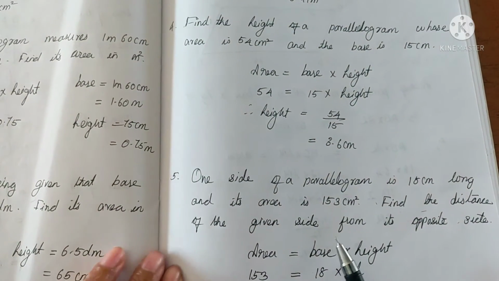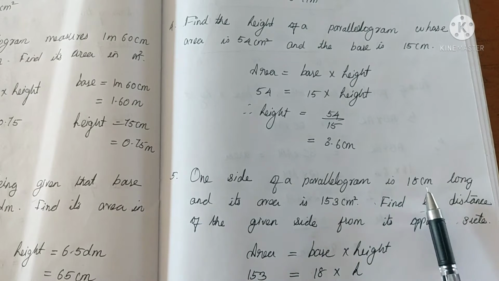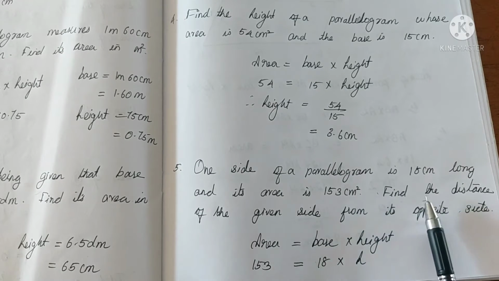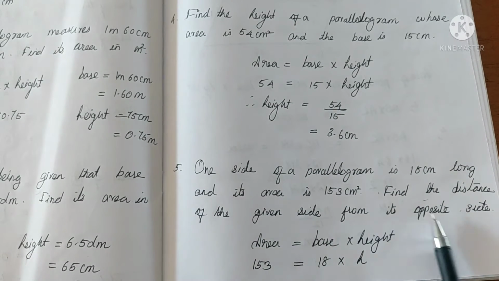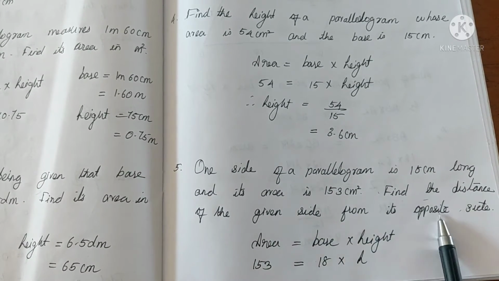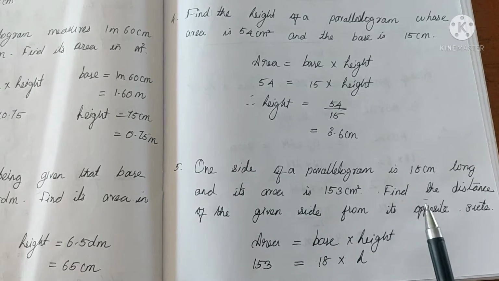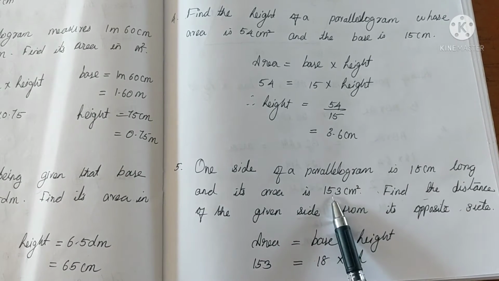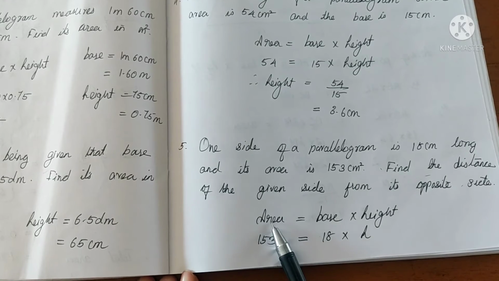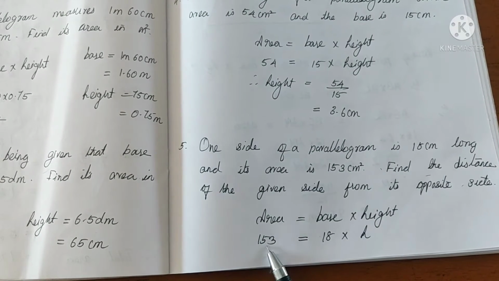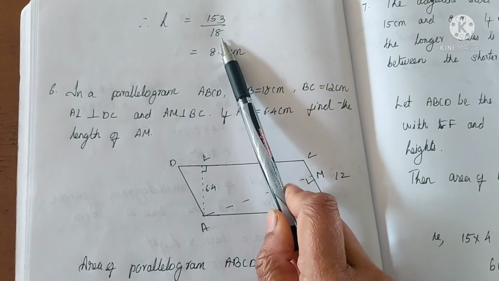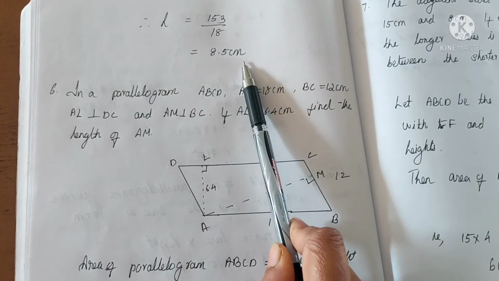Now come to question number 5. One side of a parallelogram is 18 centimeter long and its area is 153 centimeter square. Find the distance of the given side from its opposite side. Actually, finding the distance of the given side from its opposite side means we have to find the height of the parallelogram. Area is given, one side means its base is given, 18 centimeter, we have to find height. Area is equal to base into height, that is 153 is equal to 18 into height. For height, h is equal to 153 by 18, which is equal to 8.5 centimeter.